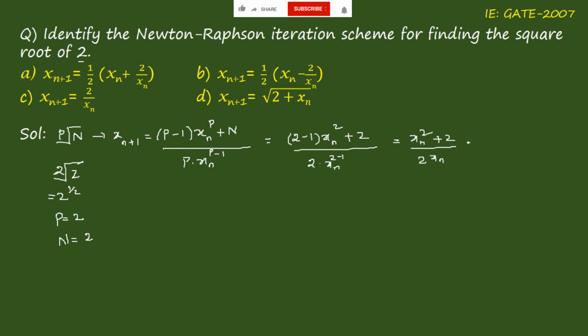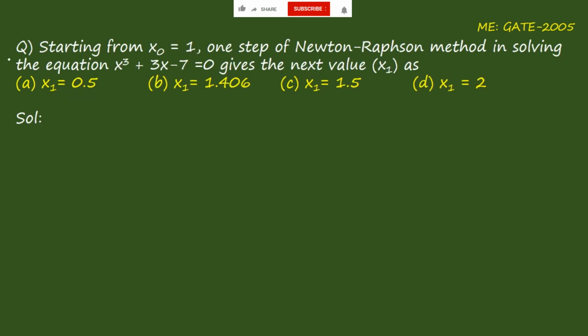Take 1 by 2 common, it becomes 1 by 2 into x of n plus 2 by x of n. So which of them satisfy is nothing but option A. Now come to the next question.